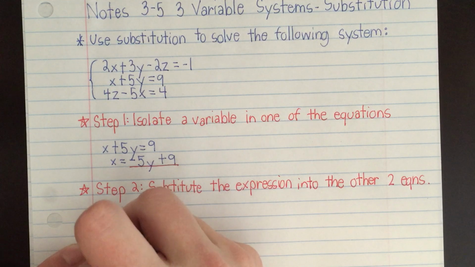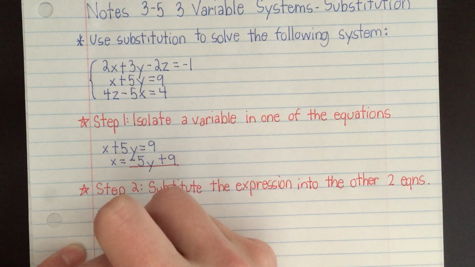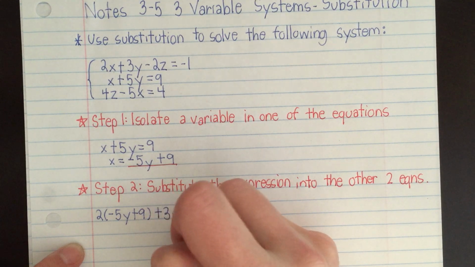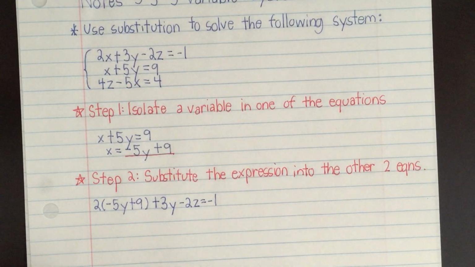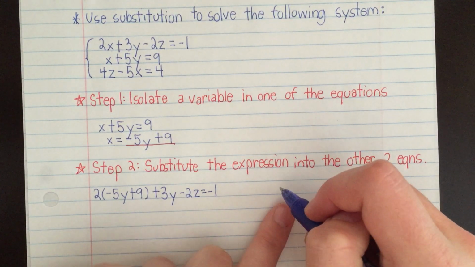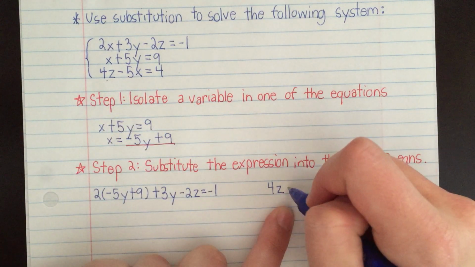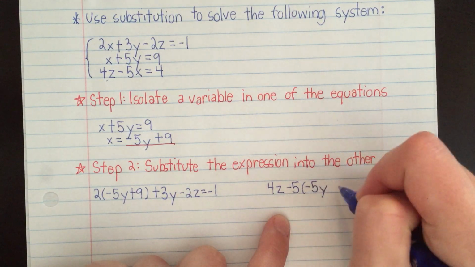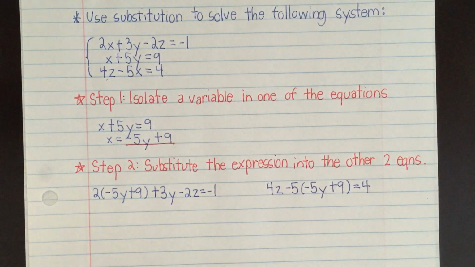In the top equation, I've got 2, and where I see x, because this is what x equals, I'm going to substitute negative 5y plus 9, plus 3y minus 2z equals negative 1. I'll distribute and clean that up in a moment, but let me first write the bottom equation. I've got 4z minus 5x, but again, where I see x, I'm plugging in negative 5y plus 9, equals 4. Now I need to clean both of these up.